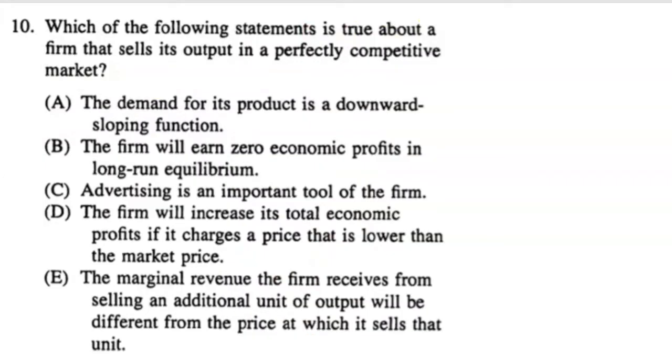All right, so 10. Which of the following statements is true about a firm that sells its output in a perfectly competitive market? So here, right, a firm that sells in a perfectly competitive market. Well, is the demand for its product a downward sloping function? Well, no. And yet again, take a look at the question. It asks about the firm, not the market itself. And for the firm, we know that the demand curve is perfectly elastic, right, because they're price takers.